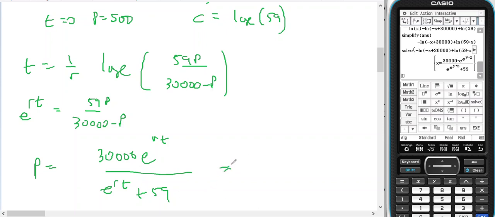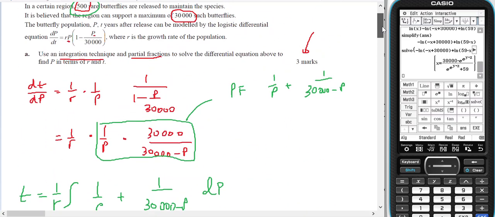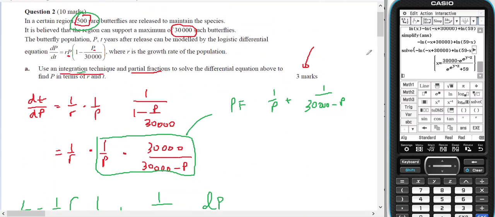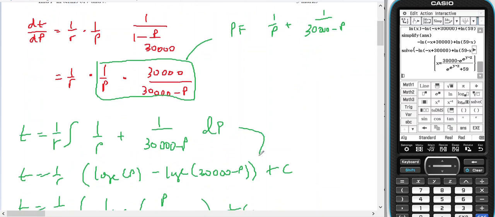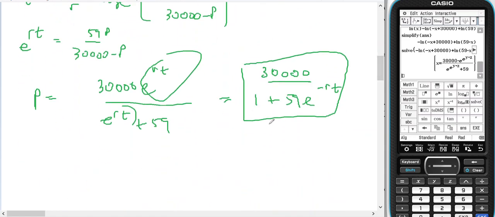If you wanted to rewrite it, you could divide everything by this, which gives you 30,000. That divided by that is 1 plus 59e to the minus RT. Either of those are forms. So what have I done? I have shown the integration technique because I went from here to here integrating. I've shown the partial fractions because they had to ask me to do it, and I've solved it in terms of P.